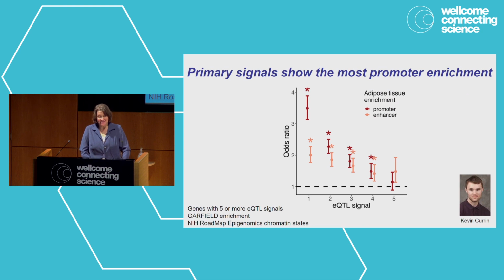And then we compared the location of the variants for the signals and did an enrichment analysis looking at the Roadmap Epigenomics chromatin states for adipose tissue. You can see that especially for first signals, there's a very, very strong enrichment for promoters, with a bigger drop-off towards the secondary signals. There's still enrichment for promoters, absolutely, for second, third, and fourth signals, still quite strong, but it drops off dramatically. Enhancers also show enrichment on the first through the fourth signals.